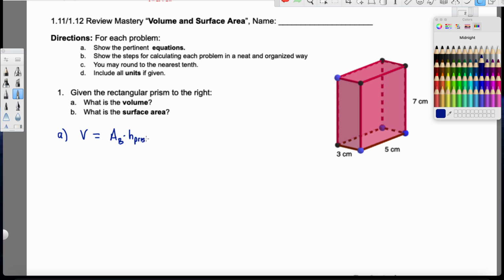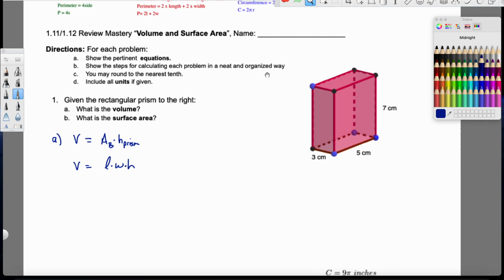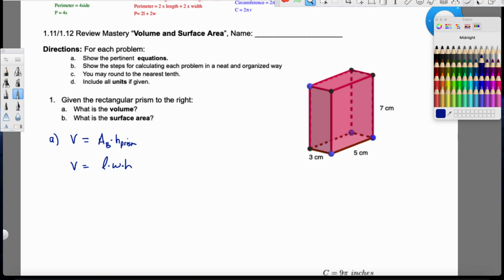Okay, so I've got volume equals area times height, and for a rectangular prism, the area of the base is length times width. So length times width times height is our volume equation, and why don't we just label the height, the length, and the width. So I could call 7 centimeters my height of the prism, 5 is my length, and 3 is my width.